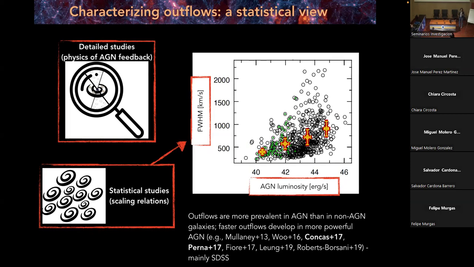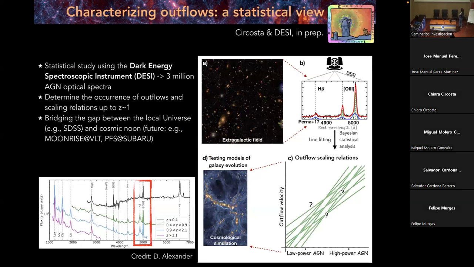However, ideally, we'd like to go even further back in time, up to at least cosmic noon, where we saw there is the peak in the activity of supermassive black holes. And this is something that we can do with the Dark Energy Spectroscopic Instrument, or DESI. This is actually a cosmological survey to obtain information on dark energy, which over the next few years will obtain redshifts for 40 million objects. And in particular, we expect to obtain redshifts and spectra for 3 million AGN.